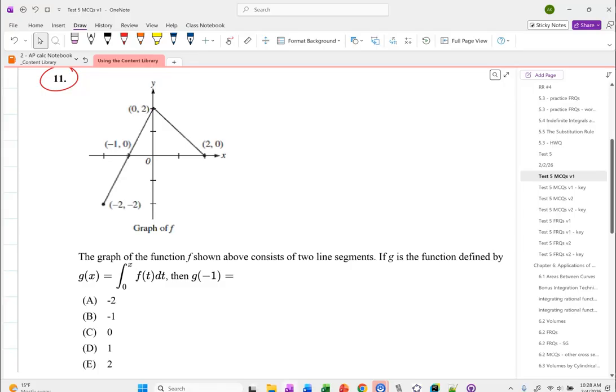So F is the integral of G. G is equal to F. Oh. Who's got it? Right? So you're just looking for that area.